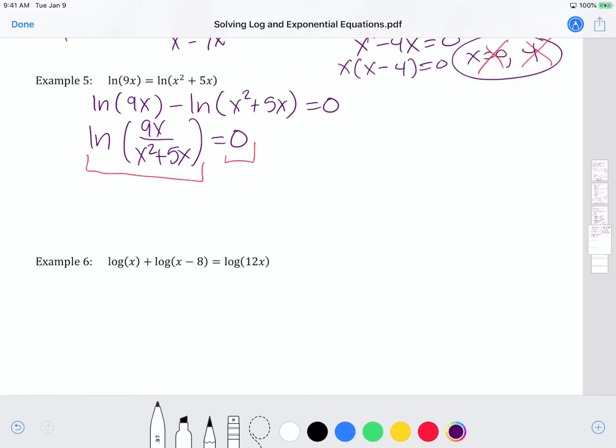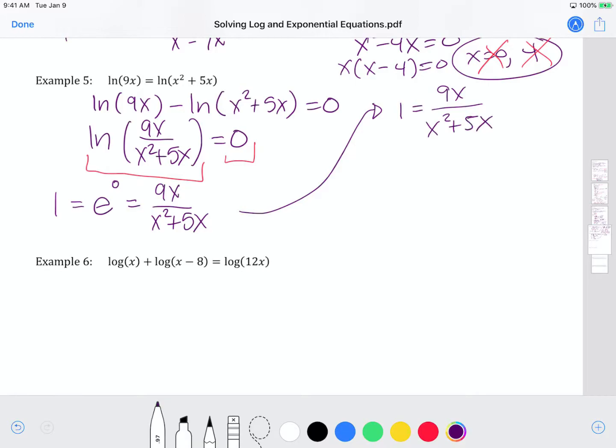Okay, so we have a condensed log is equal to 0. And so now we're going to put this in exponential form. So my base is e because it's natural log. My exponent is 0. And I have 9x over x squared plus 5x. And e to the 0 is equal to 1. So I have 1 is equal to 9x over x squared plus 5x.